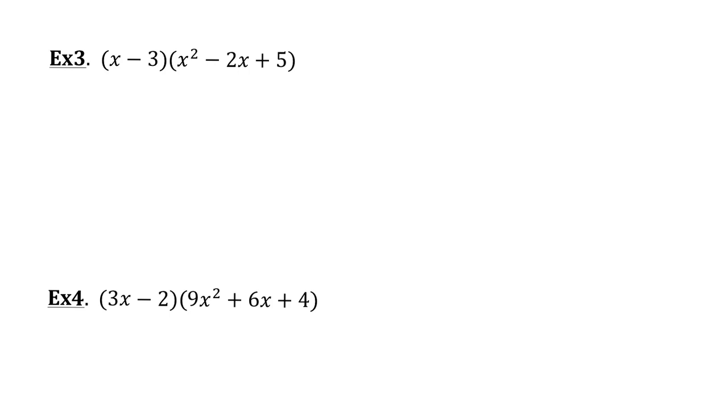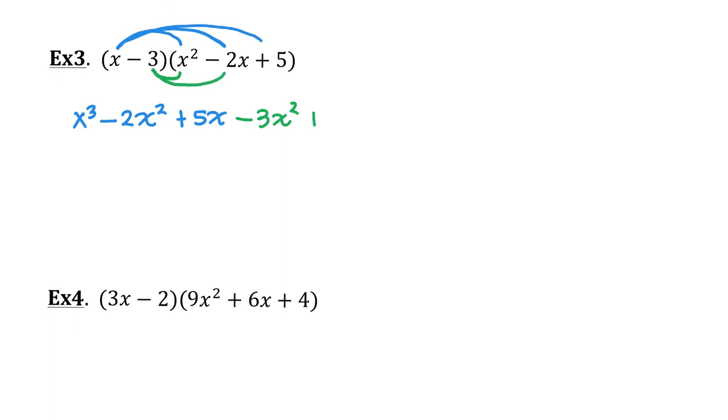Okay, so let me see if I distribute. x times x to the second is x to the third. x times minus 2x is minus 2x to the second. x times 5 is positive 5x. Okay, I'm done distributing the x. Now I'm going to go back and distribute this minus 3. So minus 3x to the second. Minus 3 times minus 2x is going to be positive 6x. And minus 3 times 5 is minus 15.